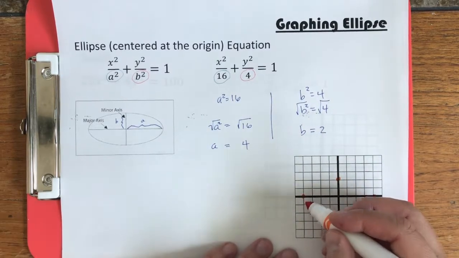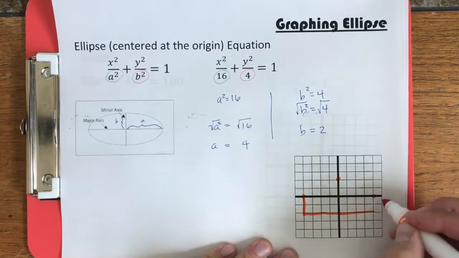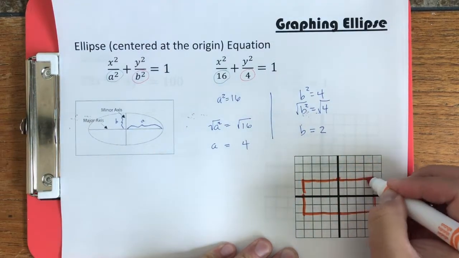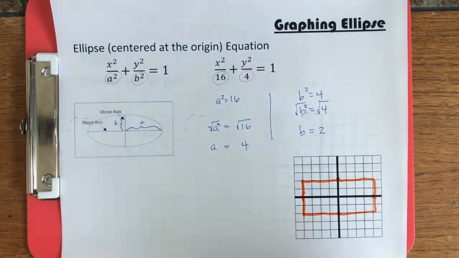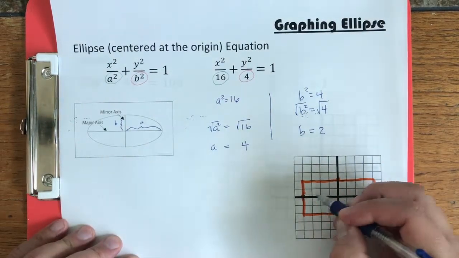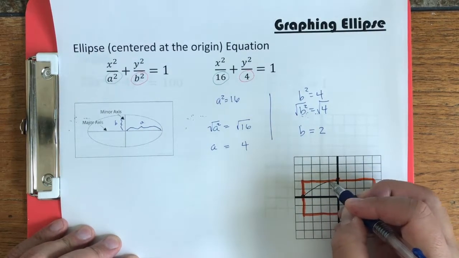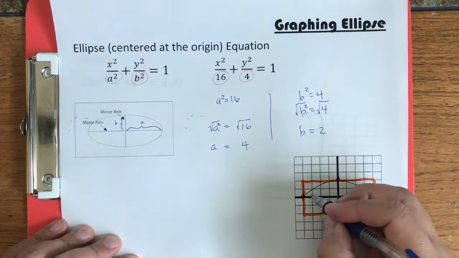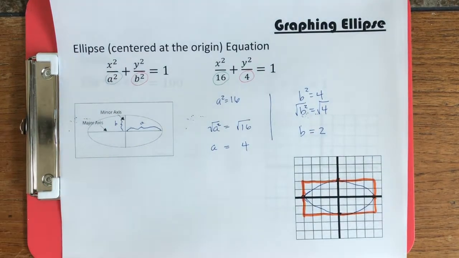And what I like to do is I like to make a box. You don't have to when you're doing ellipses. The reason why I like to draw this box is that in the next video we're going to work on graphing hyperbolas using the same a and b technique, and this box will be very handy. Now, what I want to do is connect these 4 points with something that looks like a smashed circle. There you go. You have your ellipse.